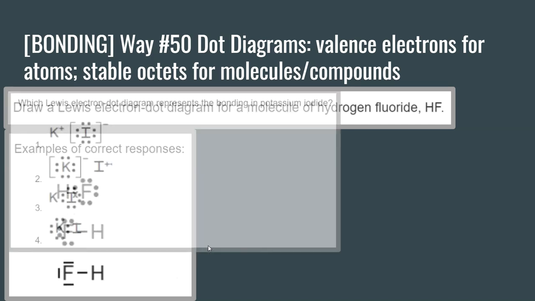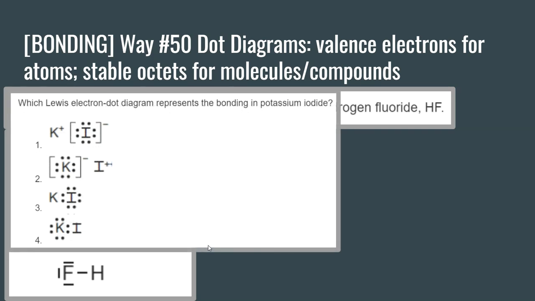Let's try some others. Which Lewis electron dot diagram represents the bonding in potassium iodide? You should note that potassium and iodine is a metal-nonmetal combination, so we're looking for ionic bonds. And you know that in ionic bonds, the metal donates its electrons to the nonmetal. So potassium gives its electrons away to iodine so that iodine can achieve a stable valence electron configuration.